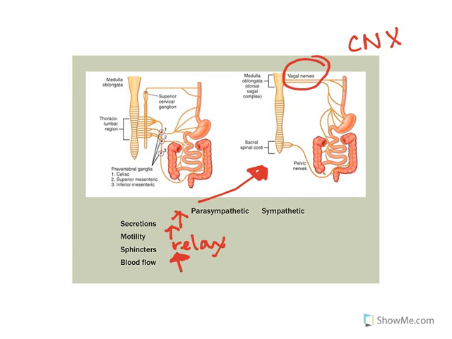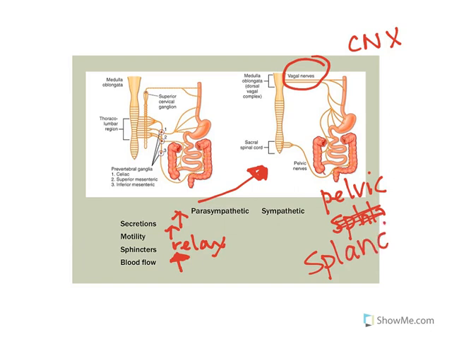Now the sacral division originates in the sacral spinal cord, S2, 3, and 4, and they go through the pelvic splanchnic nerves, which then innervate just the lower parts of the large intestine. So it's going to be more of the descending colon, sigmoid colon, and rectum area, and sphincters involved in defecation.